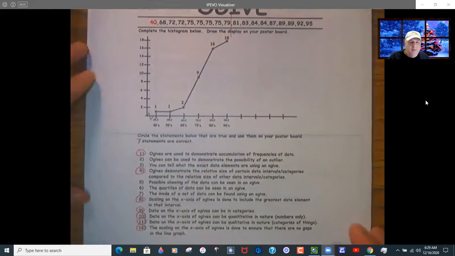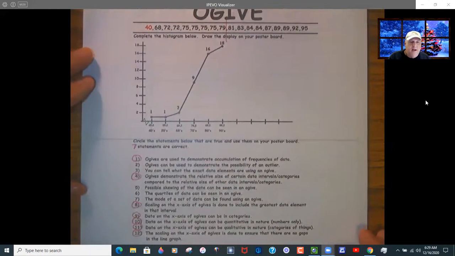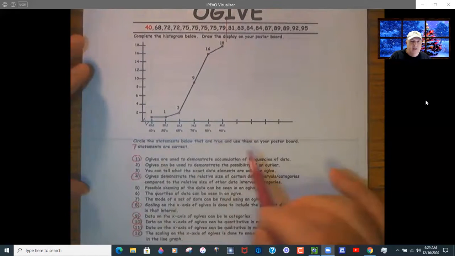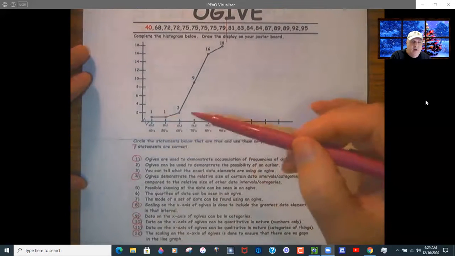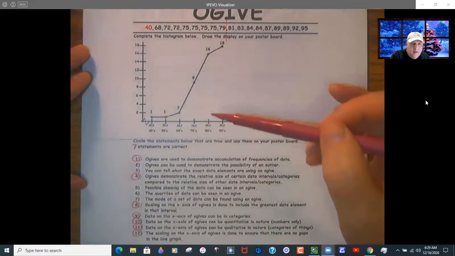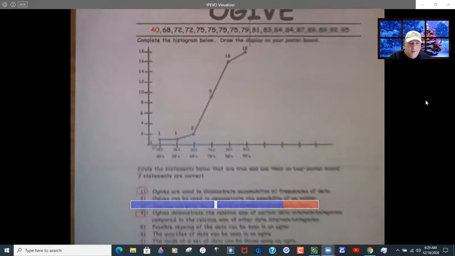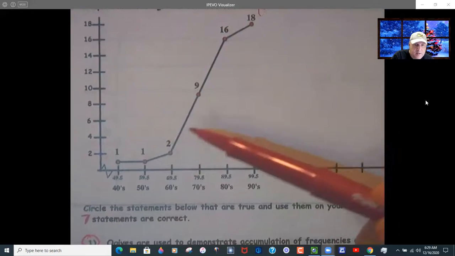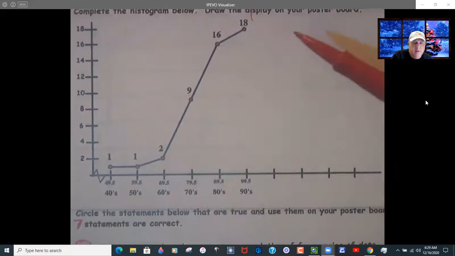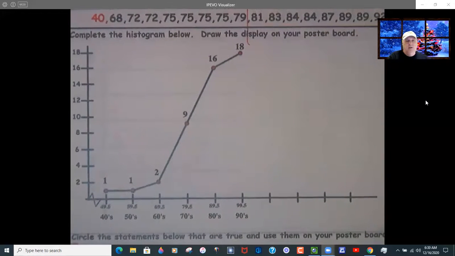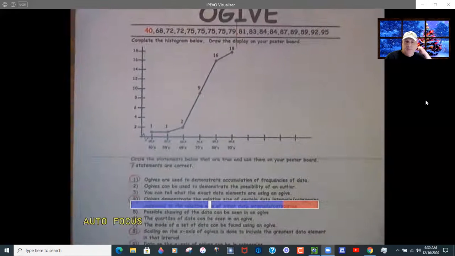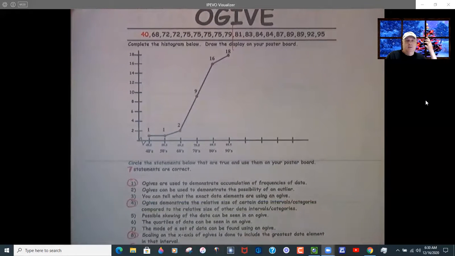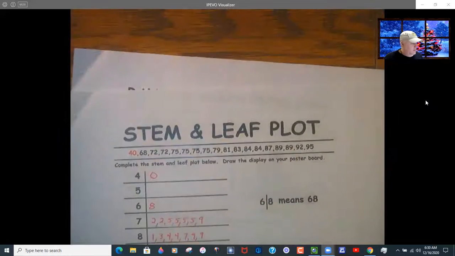Then an ogive is a cumulative frequency graph with scaling on the x-axis. So you're just counting. Through the 80s, we have 16 total numbers. Let me zoom in a little bit. Through the 70s, we have 9 total numbers. Through the 60s, 2. So it shows some accumulation of things. If you have a business, it might be good to use an ogive to represent the cumulative amount of money that you have spent on something.